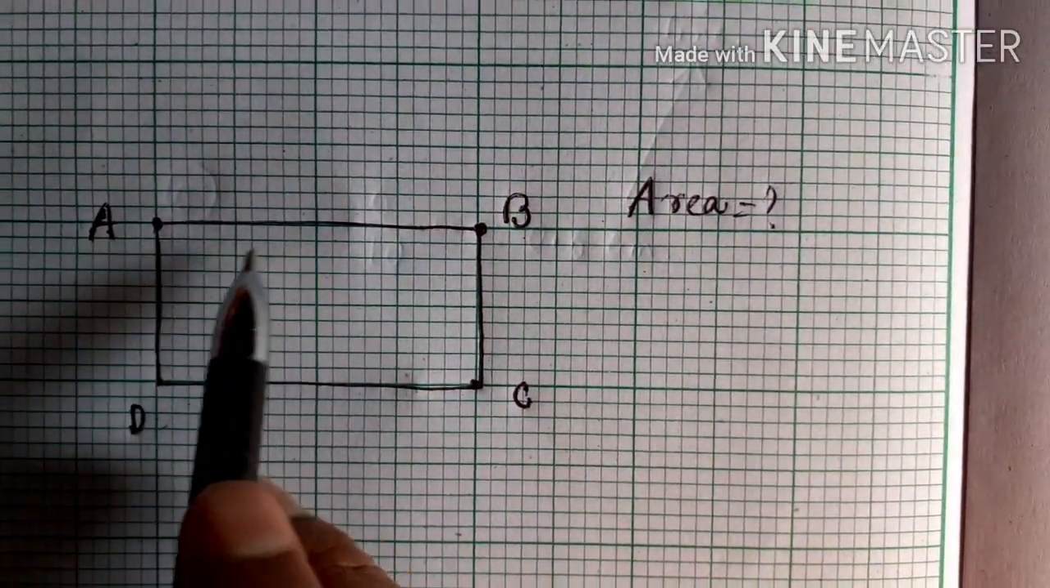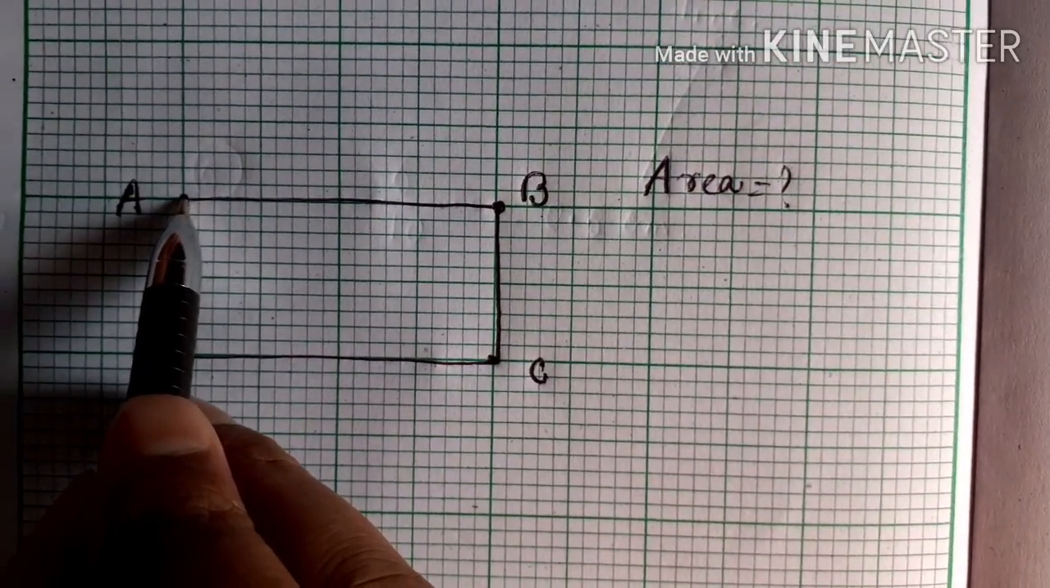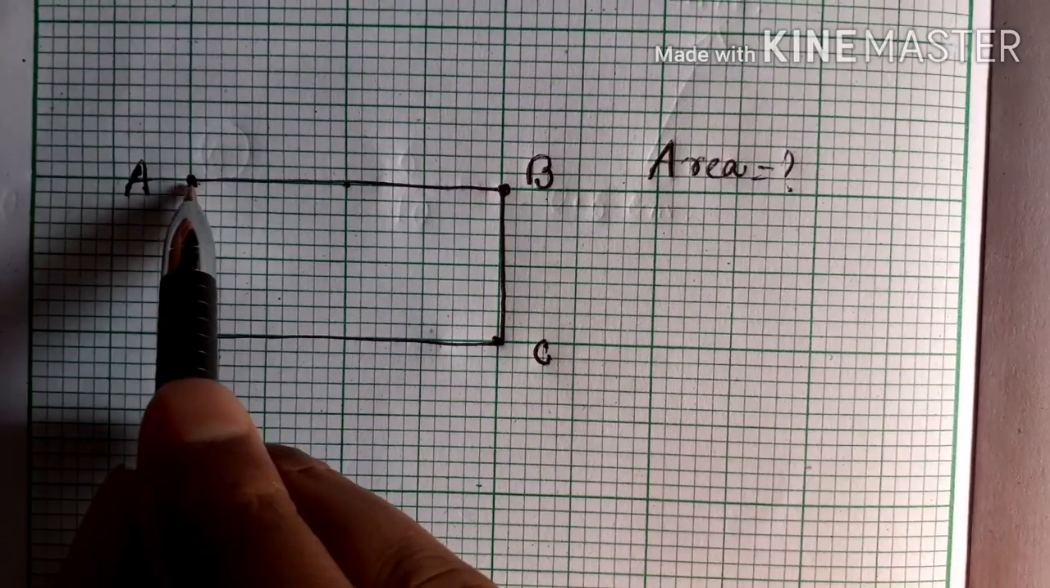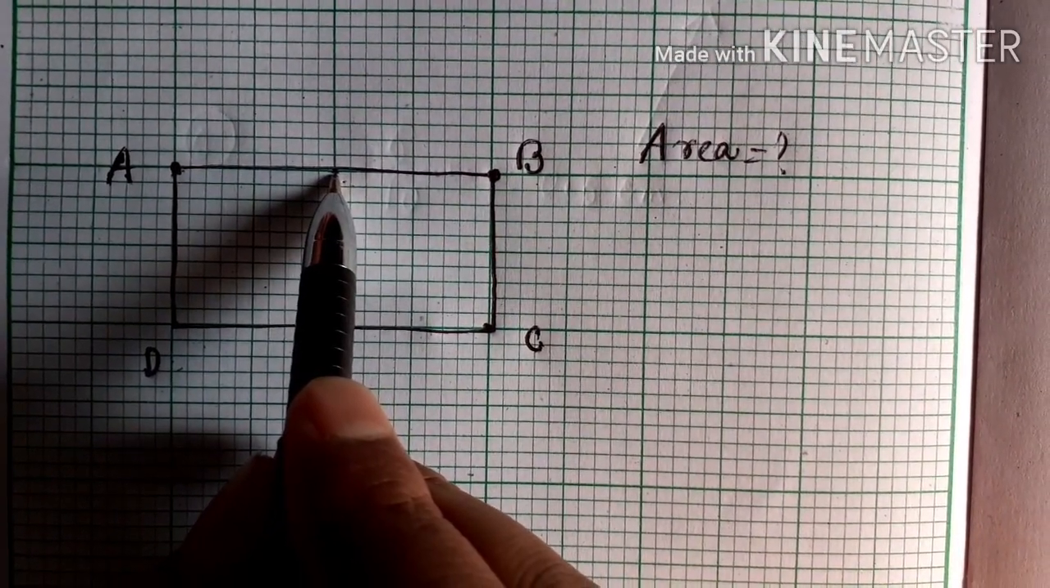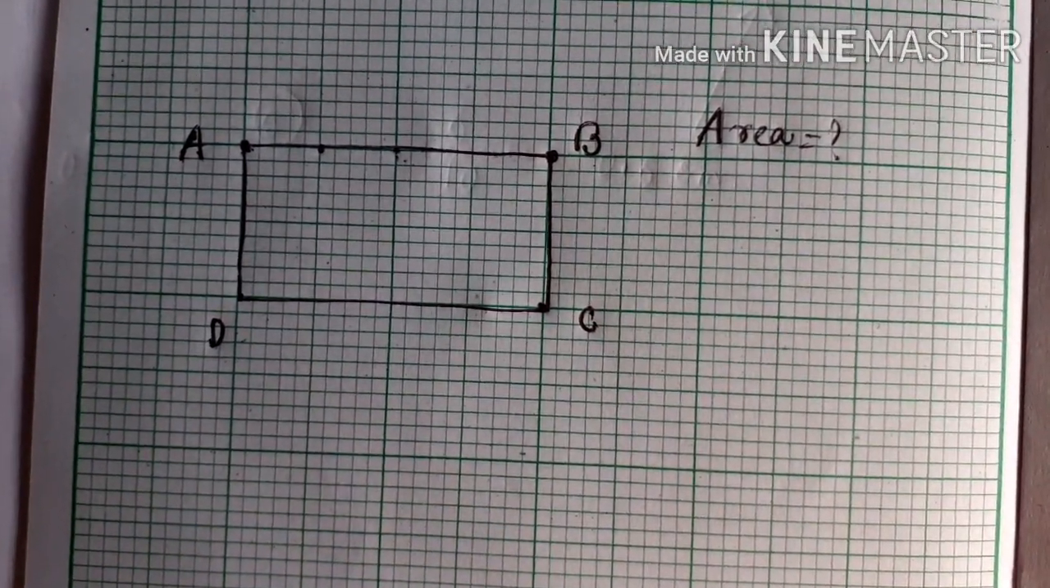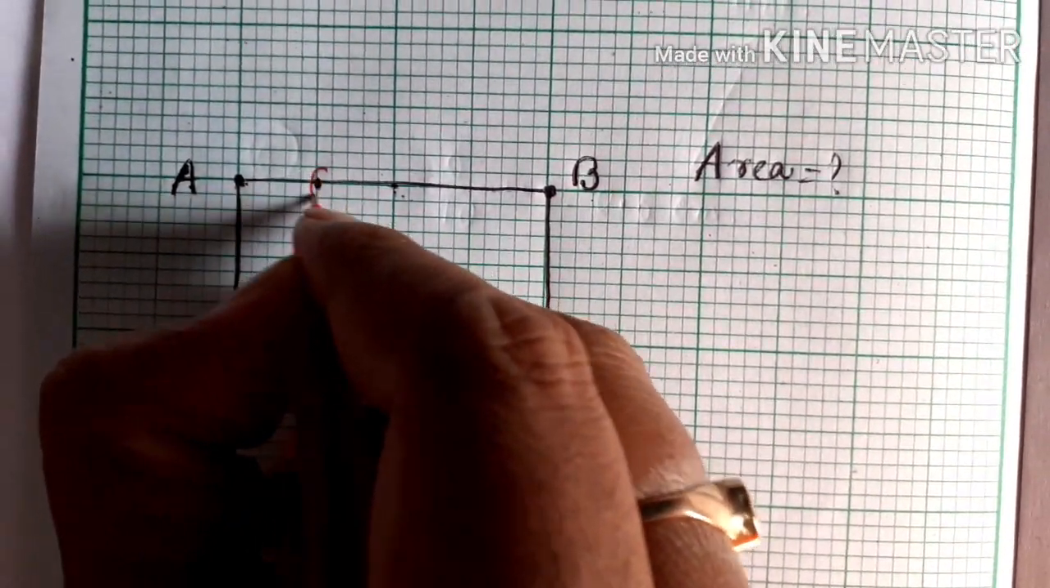So first of all, if you see from this point to this point, or this line to this line, the length will be 10 centimeter, because this point is 5. You can easily see this one, this is 5, this is 5.